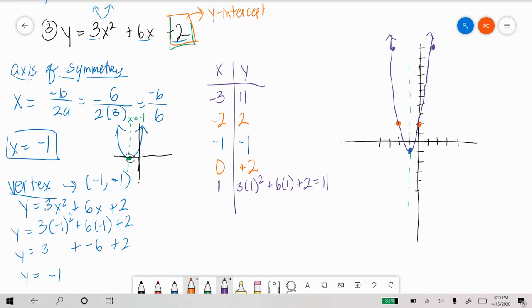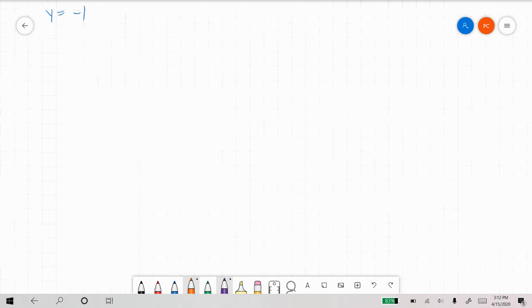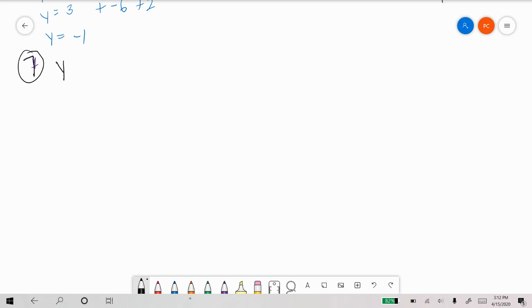Okay, I also want to do numbers 7 and 9, I believe. Yep. Okay, so for number 7, we have the equation y equals 2x plus 3.